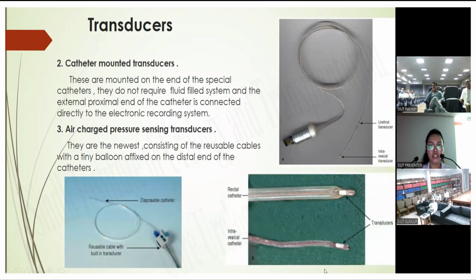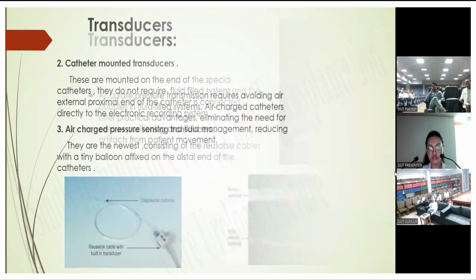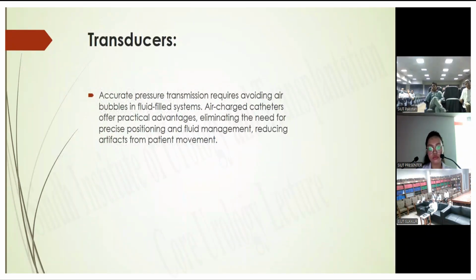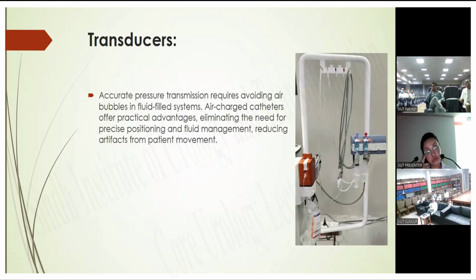Third is the air charge pressure sensing transducer. They are the newest, consisting of reusable cables with a tiny balloon fixed on the distal end of the catheter. This is a picture of the air charge catheter. These are the disposable catheters, and this is the reusable cable. And these two pictures are of the catheter mounted transducers. We have fluid filled transducers at our setup. There are air filled transducers as well, but we have fluid filled transducers.